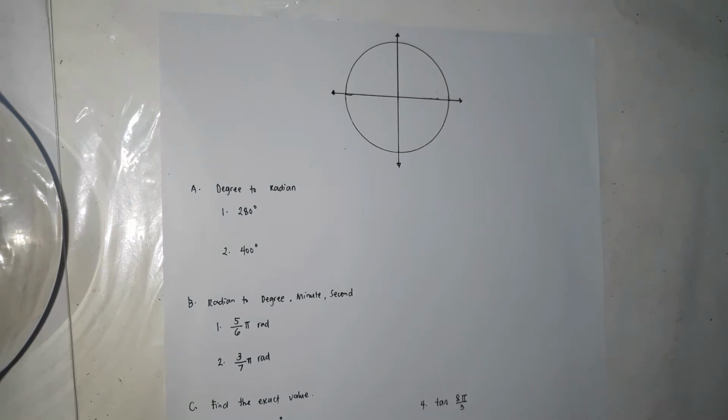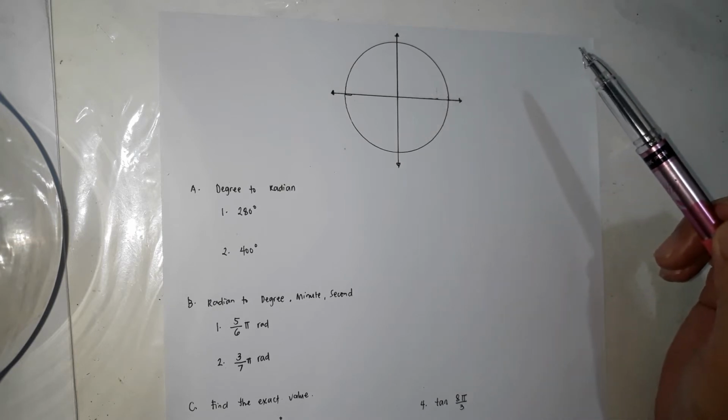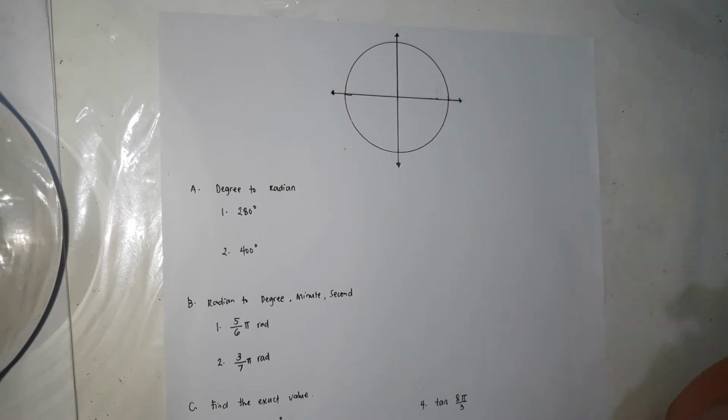So now we're going to discuss the unit circle. A unit circle is a circle whose radius is one unit. In this example, the radius is 1 unit. In the unit circle, you need to know that the angle is measured in degrees, while the arc is measured in radians.